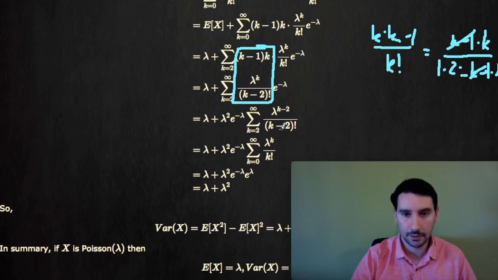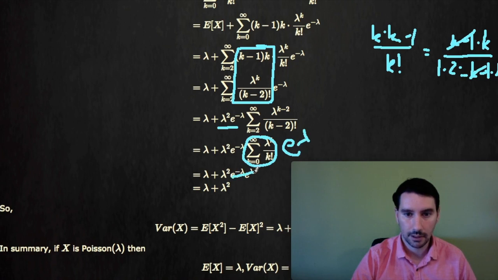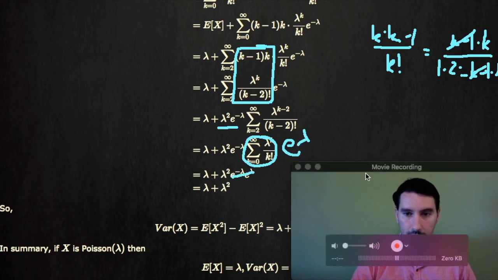And then the steps are pretty similar. So we pull out, instead of just a lambda, we'll put a lambda squared, e to the minus lambda. And so the inside is lambda to the k minus 2 over k minus 2 factorial. Then reindex, but shifting by 2. So instead of summing from 2 to infinity, we'll sum from 0 to infinity. And it's lambda to the k over k factorial, which, as we mentioned above, is e to the lambda. These cancel, and so we have lambda plus lambda squared.